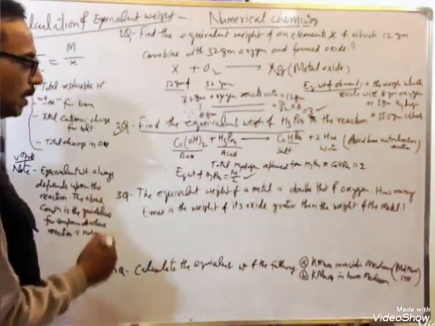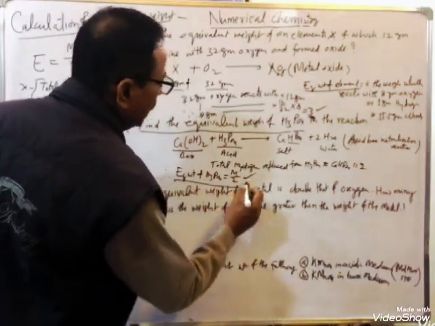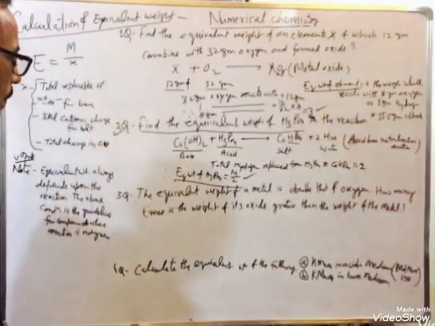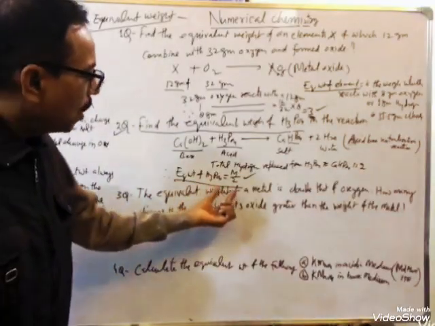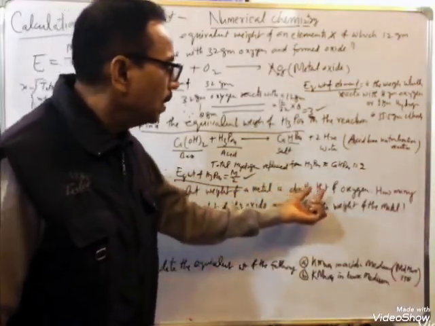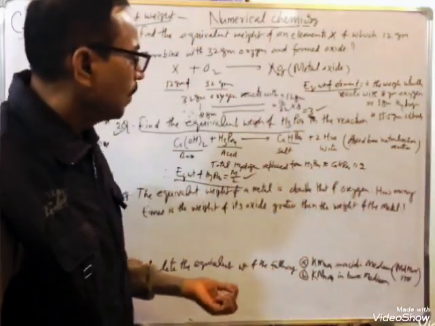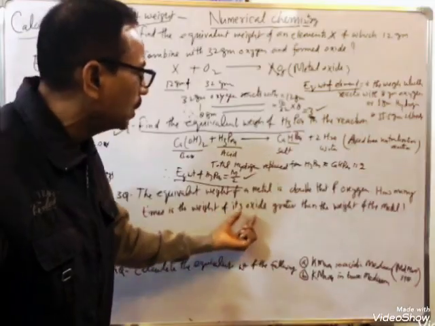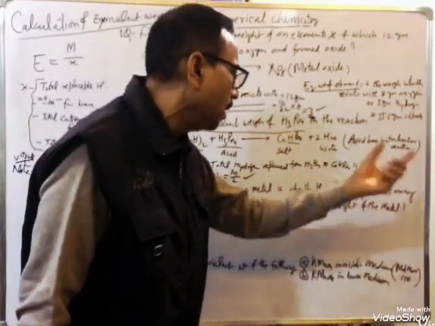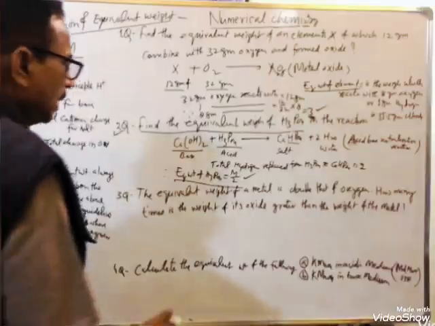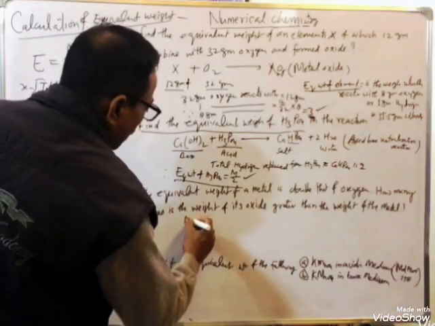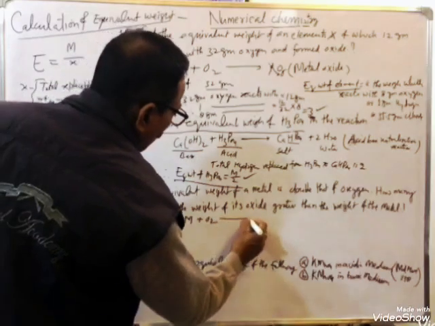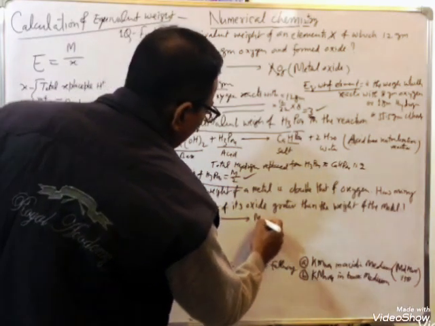Next, question number 3. So equivalent weight is M by 2: calculate the molecular weight and divide by 2. The equivalent weight of a metal is double that of oxygen. How many times is the weight of its oxide greater than the weight of the metal? So it is an oxidation reaction. The reaction is: metal, suppose M, reacts with oxygen to form metal oxide.